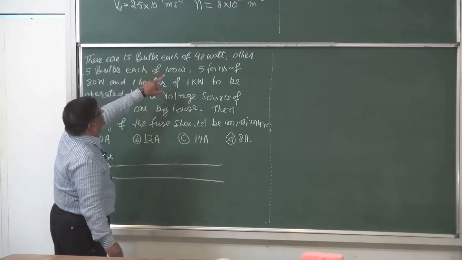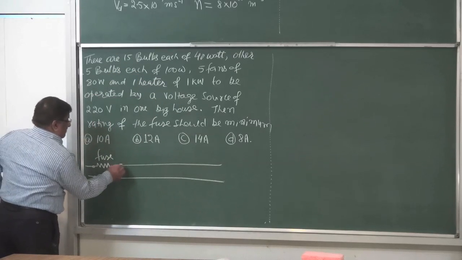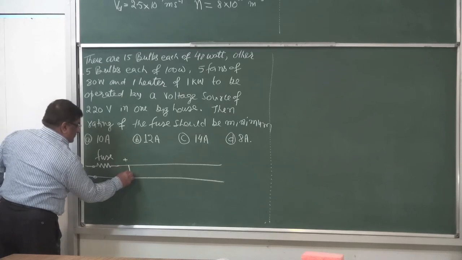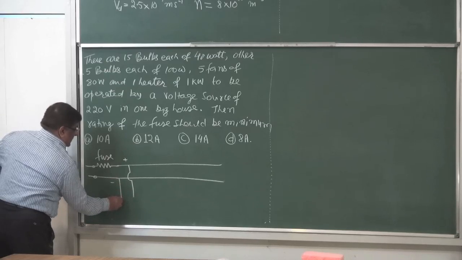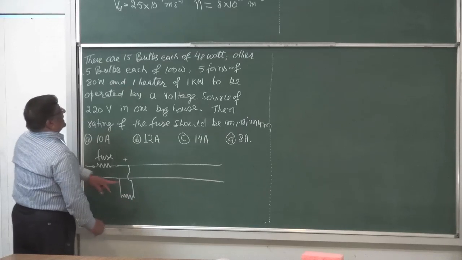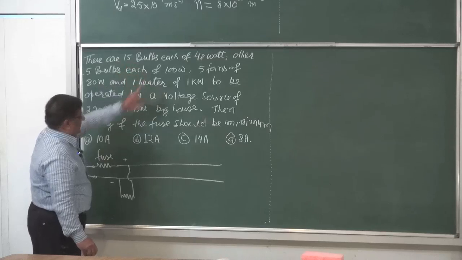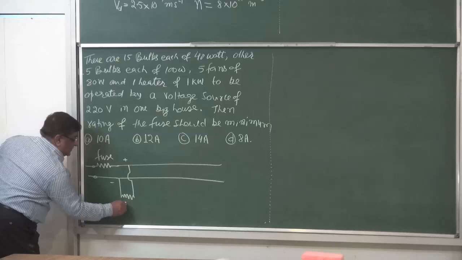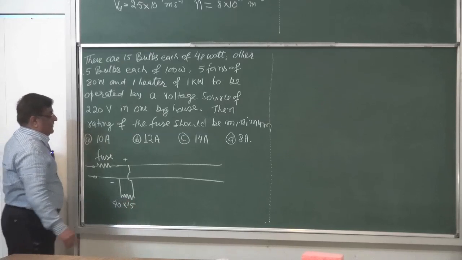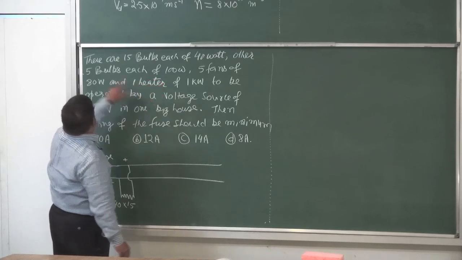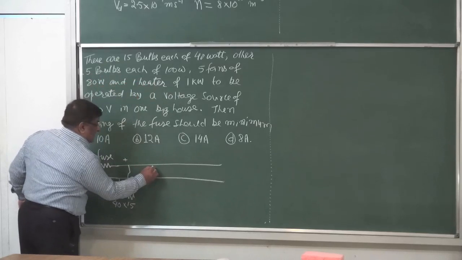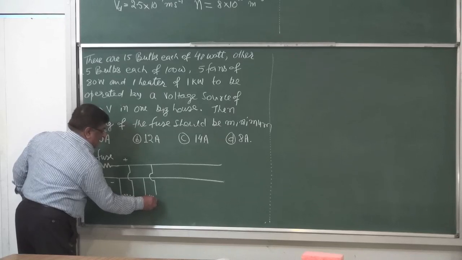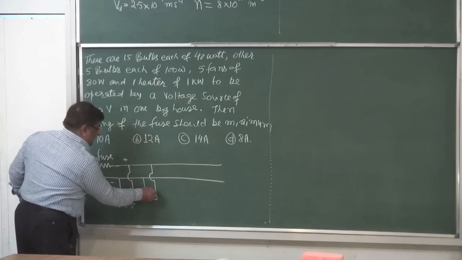There are 15 bulbs, each of 40 watt. This is say plus minus. So from here these are 15 bulbs, 40 watt. How much will be the total load? 40 watt, 15 bulbs will be the load here. Then 5 fans, 100 watt, plus from here, minus from here, and here are separate like this.